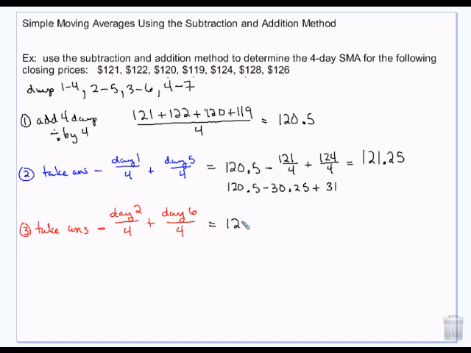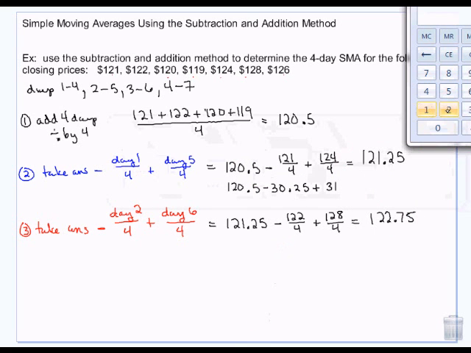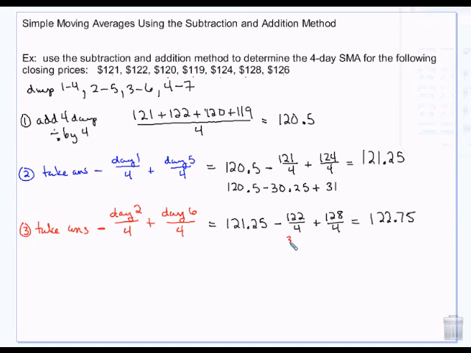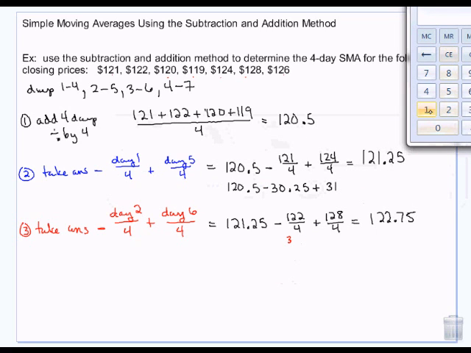So that gives me 121.25 minus 122 over 4, that's day 2, plus 128 over 4, that's day 6. So again, that 122 divided by 4 is... wait, that can't be right. Did I type that wrong the last time? Oh, 30.5, 30.25, that's what it was. And then 128 divided by 4 is 32.